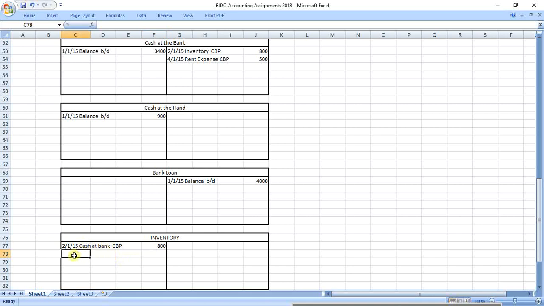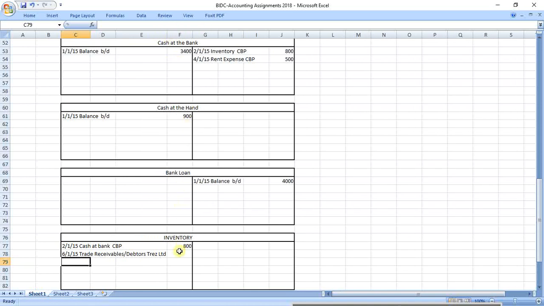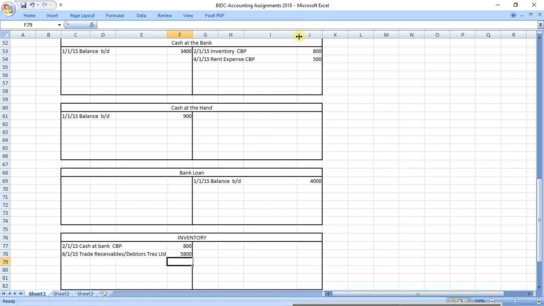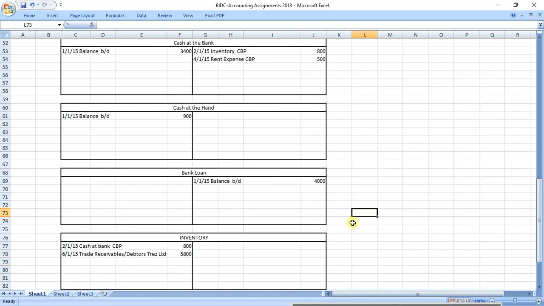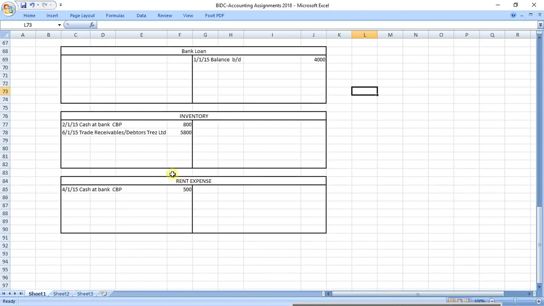So with inventory, this was what day? Day 6. 6/1/15. Trade receivables / debtors, tres. How much? 5/8. Okay, so that's the one account. Where else are we going to put that? So you're going to draw the account for tres. Exactly. Good. So you're going to debit or credit the tres account.